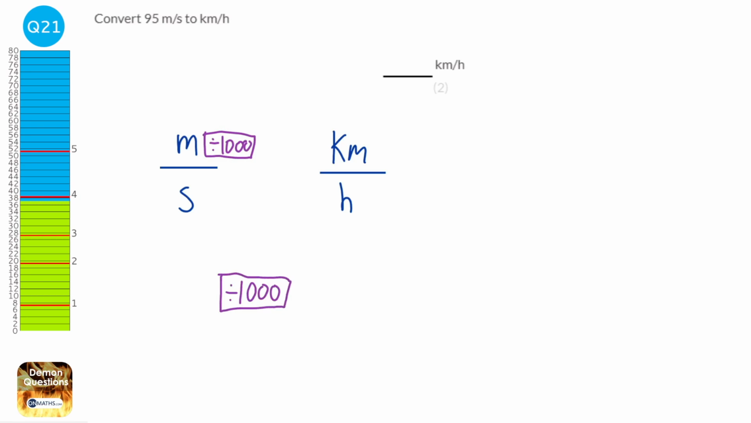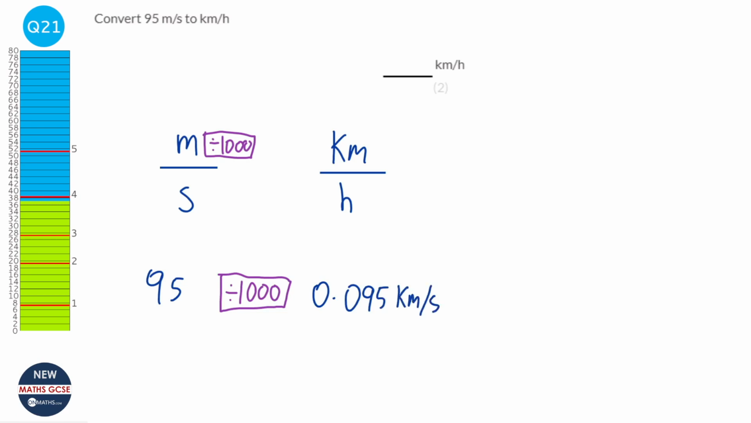So we've got 95, and we're going to divide the whole thing by 1,000, so we get 0.095, and that's going to be kilometers per second, because we haven't dealt with the seconds yet. So that's the easy part. The more difficult part is converting the seconds to hours. So to convert seconds to hours, we divide by 60 and then divide by 60. So we divide it by 3600.